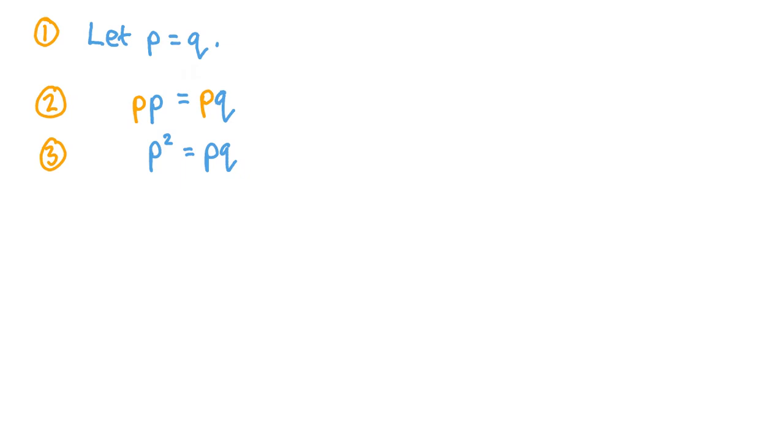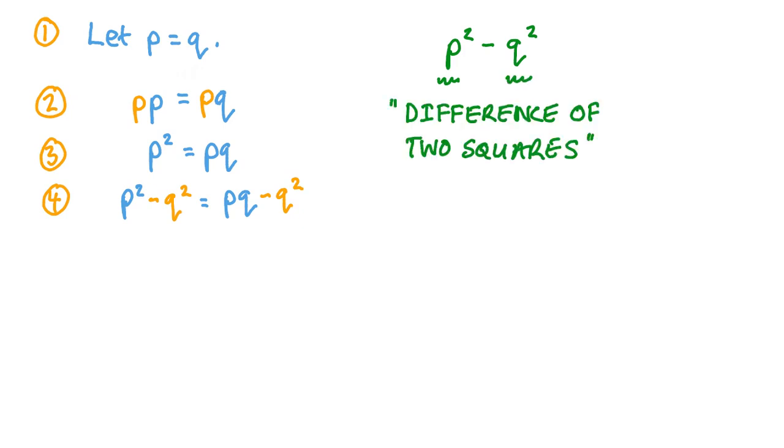And now let's subtract q squared from each side of that equation. So we've done the same thing to both sides of that equation, so it's still an equation, and p squared minus q squared is equal to pq minus q squared. Now when we've got a square thing minus another square thing, we call this the difference of two squares. And we can factorise that expression like this. P squared minus q squared is equal to p minus q times p plus q.